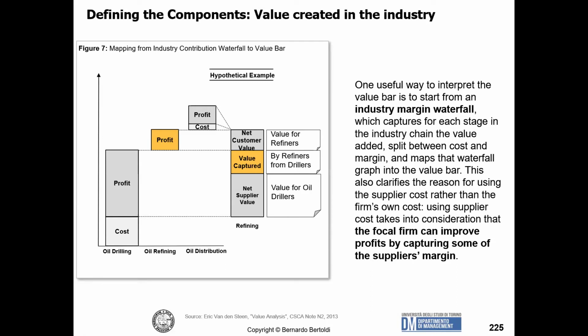We see, for example, the diamond value chain, a few charts before. So what we have to do is check for profits. So look at profits, and you can see this is the total amount of value generated by, in this case, the oil value chain. So you have oil distributors, oil refiners, and oil drillers. You see the three profits. Here you have the three profits, the net value.